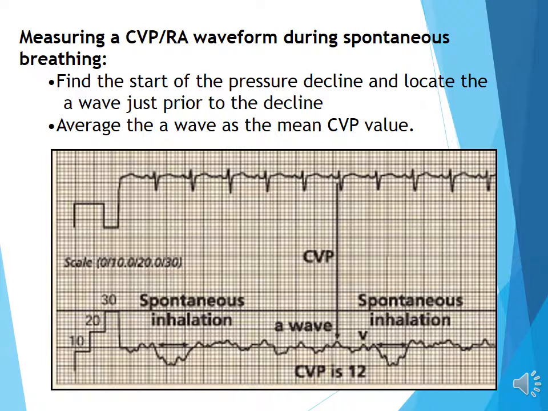Some patients, not every patient, will have respiratory variation just based on the natural spontaneous inhalation and exhalation. So this is an example of that. You can see in that bottom CVP reading, they have that respiratory variation. So that's those large dips you see. Where it says spontaneous inhalation, that's where you're seeing the respiratory variation. So what you would do when you're measuring the CVP waveform during spontaneous breathing, so this is if they are not on CPAP, BiPAP, or any mechanical ventilation, you're going to find the start of the pressure decline and locate the A wave just prior to the decline. You can see they went one waveform in front of that spontaneous inhalation, that dip there. And then they just averaged the wave and they got 12 for their mean CVP.